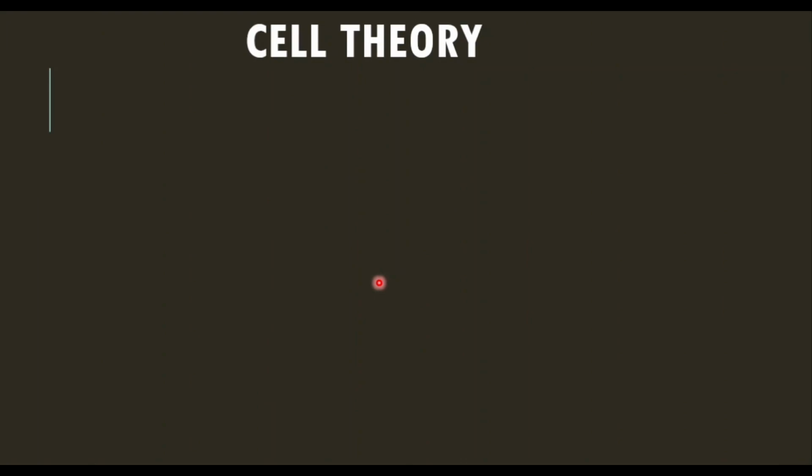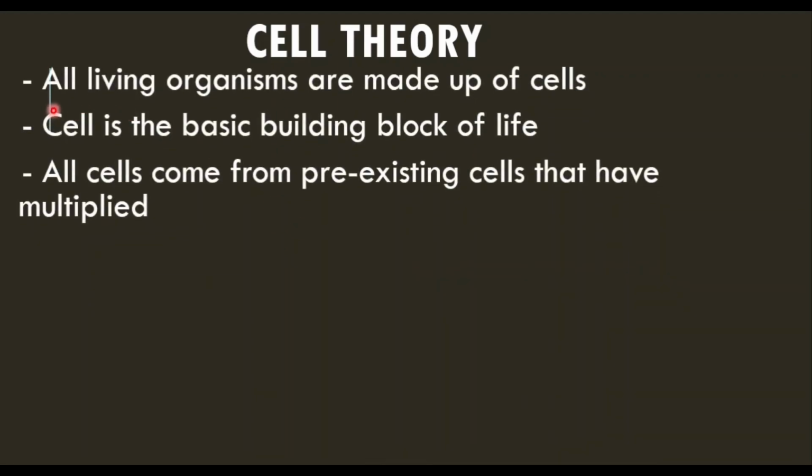Cell theory. There are some scientific theories that were first discovered in the mid-19th century to describe the cell, to describe what a cell is. So the first one we have is all living organisms are made up of cells. So they discovered that every living organism, every animal, every plant is made up of cells. Cell is the basic building block of life.